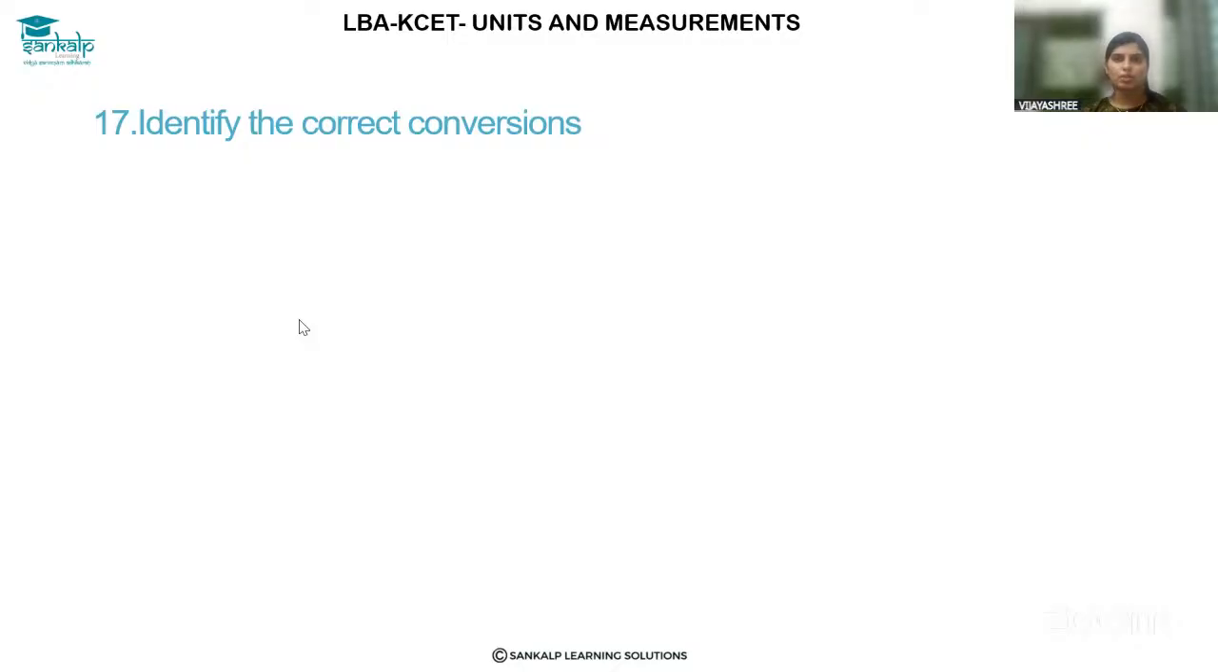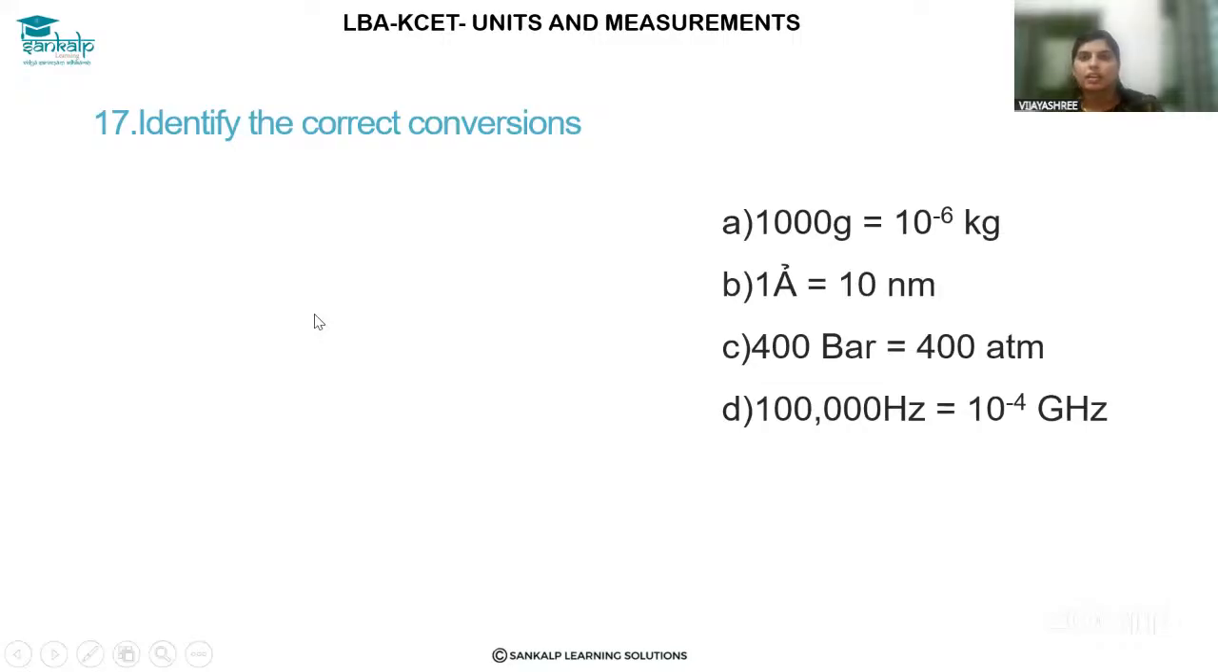Let us look at question number 17. Identify the correct conversion. Option A, 1000 gram is equal to 10 to the power minus 6 kg. Option B, 1 angstrom is equal to 10 nanometer. Option C, 400 bar is equal to 400 ATM. Option D, 1 lakh hertz is equal to 10 to the power minus 4 gigahertz. So we need to identify the correct conversion here.